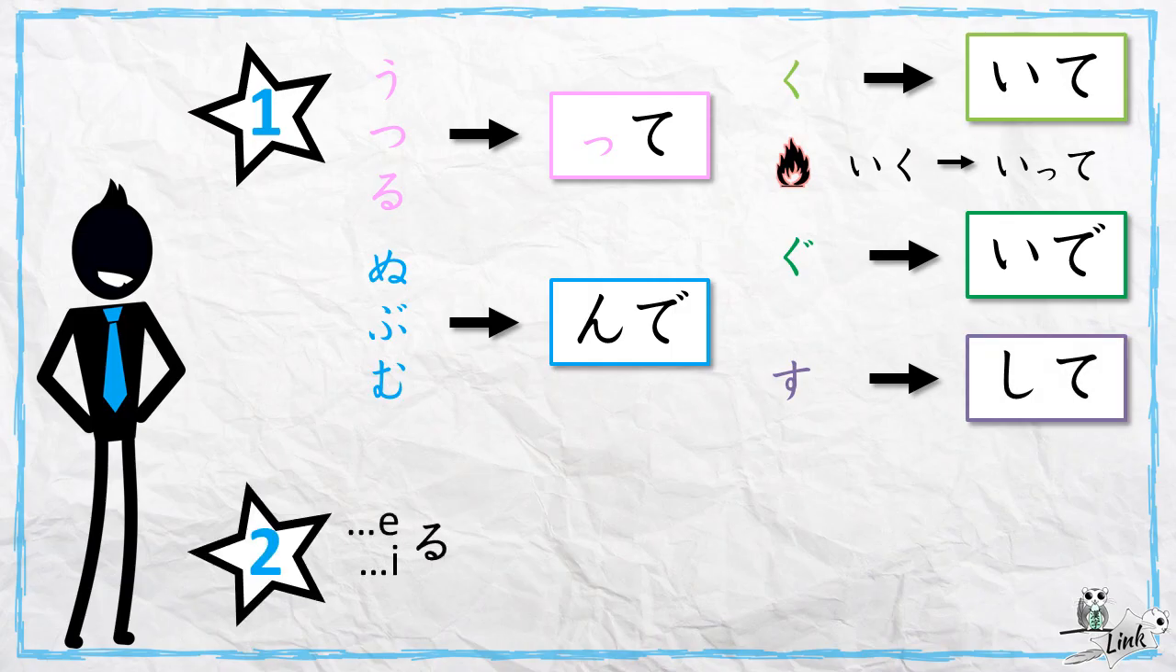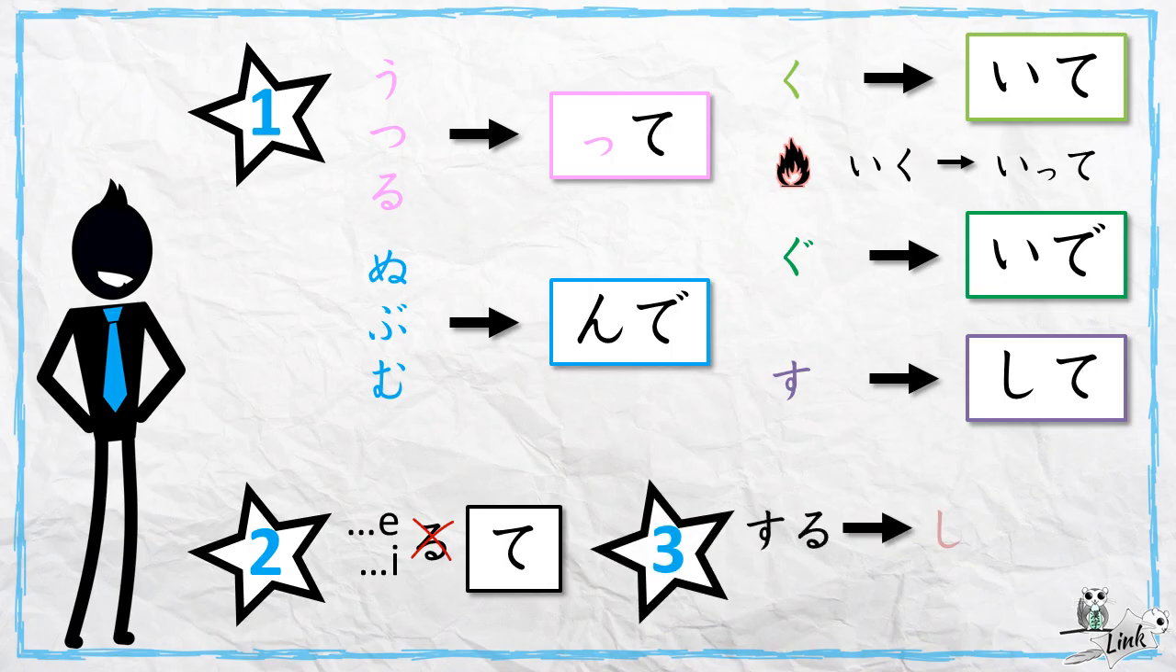For group 2, we just replace the final ru with te. In group 3, suru becomes shi and kuru becomes ki. Then you can add te. There are many things that you can do with te form, but please take the time to memorize the conjugation first. And don't forget to rest.